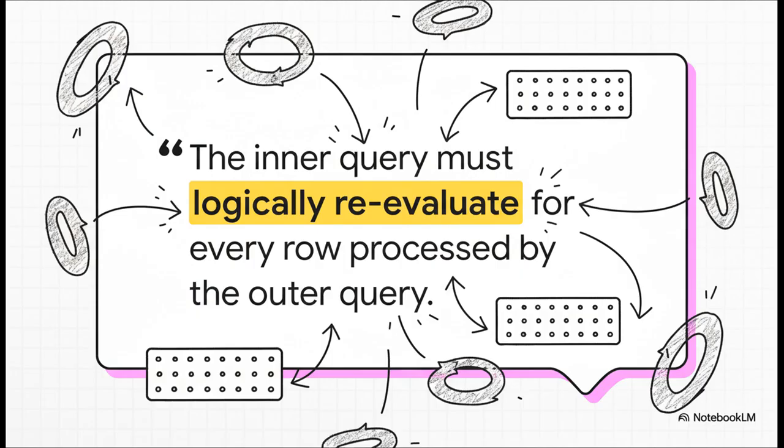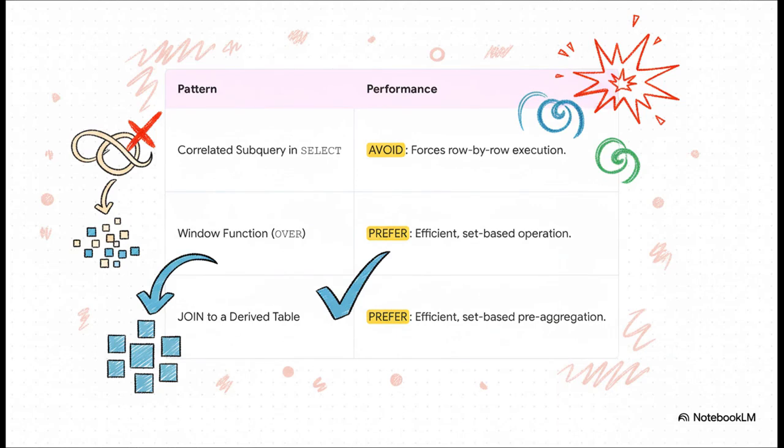And that means it can't just run once. As the source material says, it has to rerun for every single row of the outer query. So just think about that. If your outer table has 1,000,000 rows, that little subquery is going to run 1,000,000 times. It's a performance nightmare. Putting one of these correlated subqueries in your select list is a huge performance anti-pattern. It forces this slow, one row at a time processing.